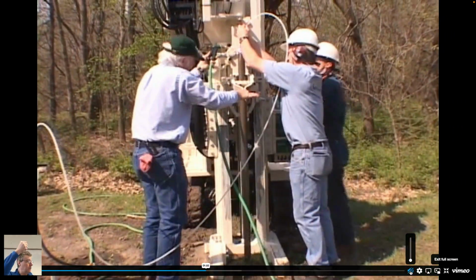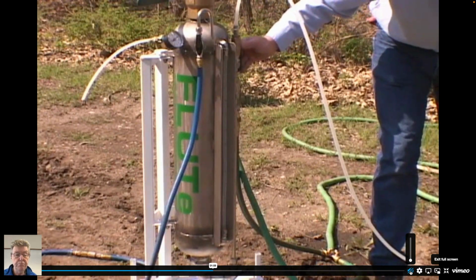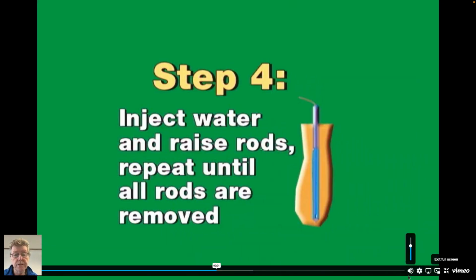So you pull the rods up, you leave the liner in the bottom, you inflate the liner so it's anchored to the bottom, and then you pull the rest of the rods up through the system. That's all you do.